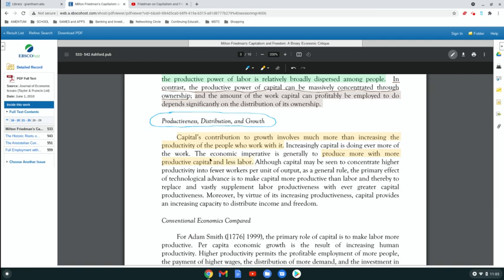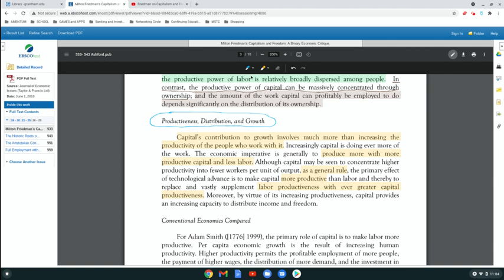Makes sense. Although capital may be seen to concentrate higher productivity into fewer workers per unit of output, as a general rule, the primary effect of technological advance is to make capital more productive than labor and thereby to replace and vastly supplement labor productiveness with even greater capital productiveness. Moreover, by virtue of its increasing productiveness, capital provides an increasing capacity to distribute income and freedom.